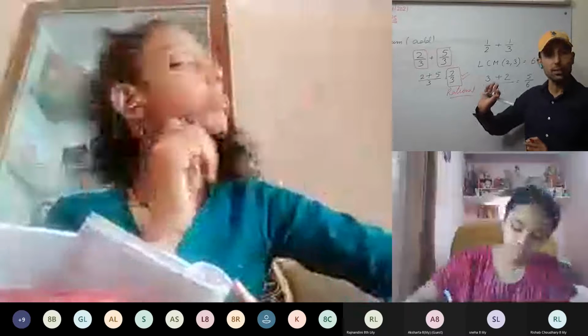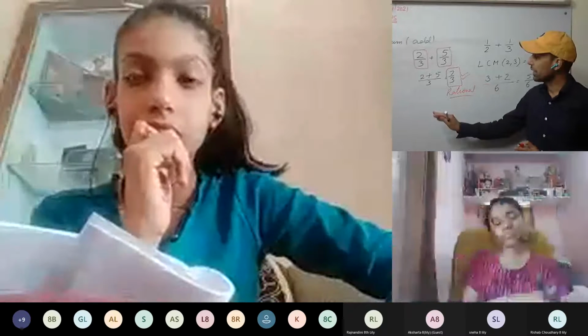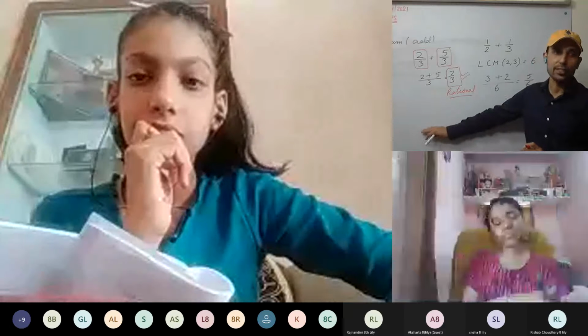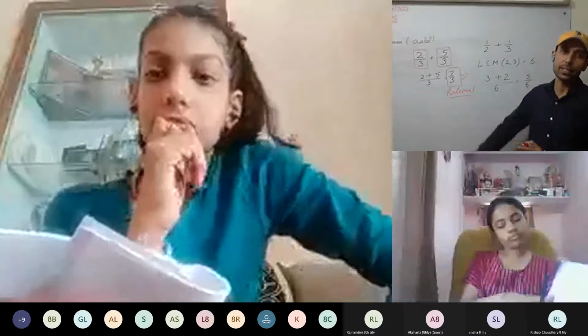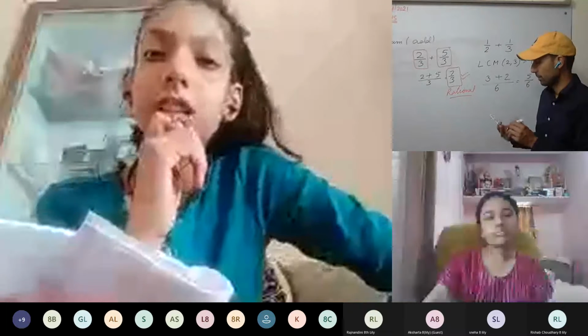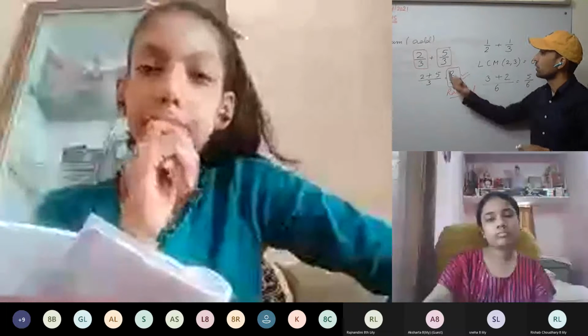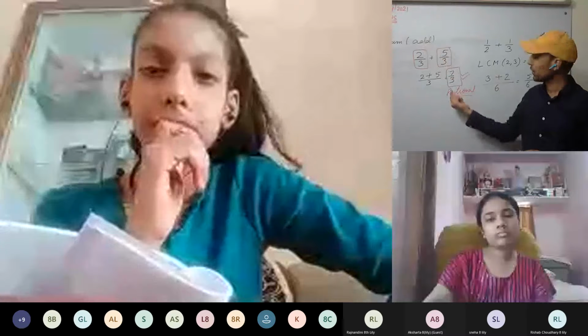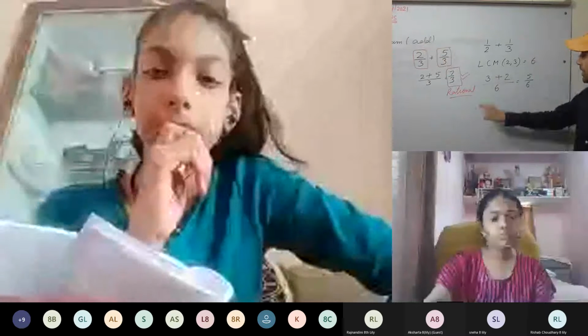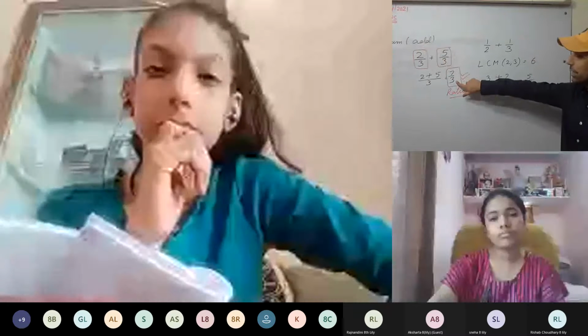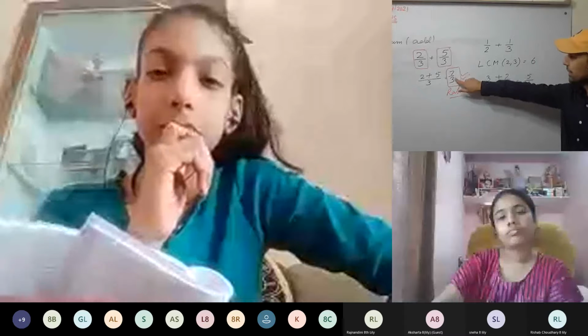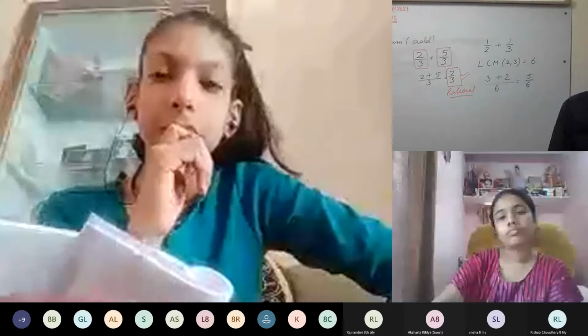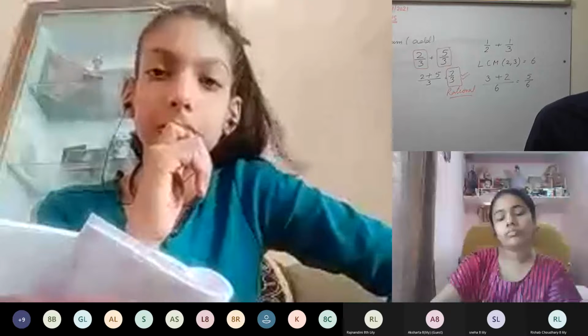Similarly, the difference will give a rational number. The product will give a rational number. Division as well, if the divisor is not 0, we'll always get a rational number. This is clear. So the sum of rational numbers will give us a rational number. As well, we can see 7/3 we got as a result. This is a rational number. This is clear.